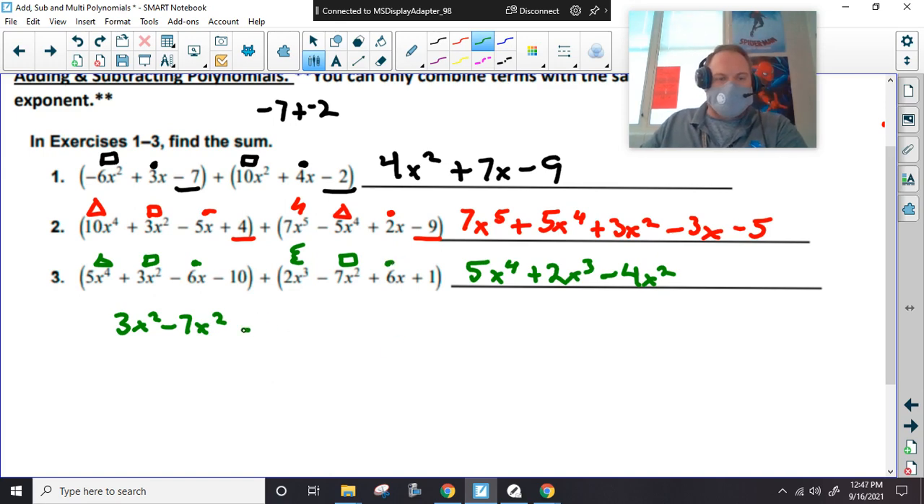All right, this one's kind of fun. -6x plus 6x. These would do what? Cancel each other out. You wouldn't have to put a 0. It's not 0x. It's not just x. It's nothing.